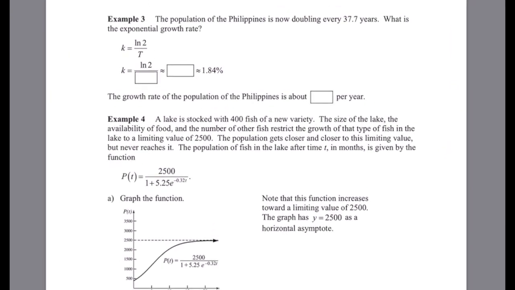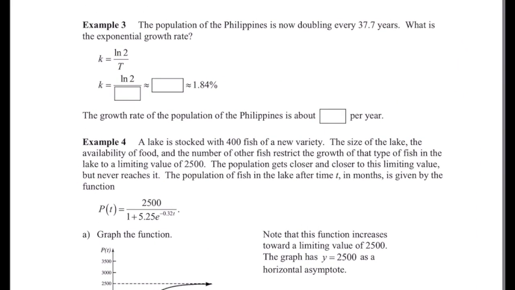It says that the population of the Philippines is now doubling every 37.7 years. What is the exponential growth rate? So we're looking for the growth rate, but I do know the doubling time. The doubling time is 37.7 years. So when I substitute this into the formula, I'll take the natural log of 2 divided by 37.7, and we get approximately 0.0184, or about 1.84%. This tells me then that the growth rate of the population in the Philippines is about 1.84% per year.